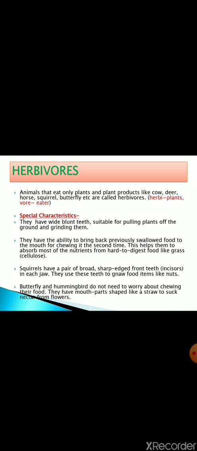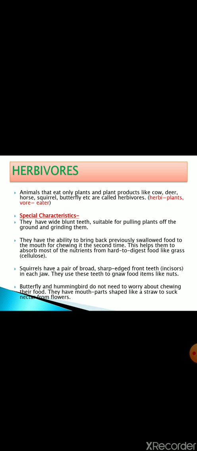Now we are moving to their characteristics. In herbivores, what are the special characters present? Before that, I would like to tell you that the term herbivores is made from two terms. First is herbi, which means plants, and next is vores, which means eater. So the animals which are plant eaters, we call them herbivores. For example, cow, deer, horse, squirrel, butterfly, all these are herbivores.